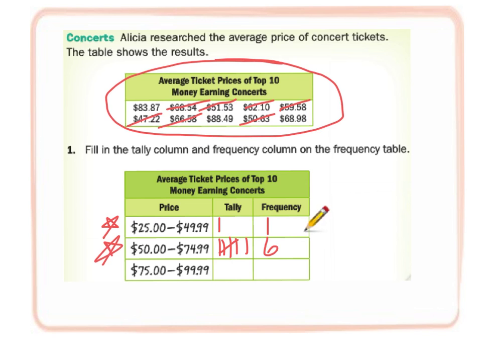And then the rest, 75 all the way up to $99.99. Well, I know 83 falls in there. 88 works. And then, oh, I have one left over. So as you can see, since I crossed them out, I made a mistake there. So that one should go here, and that means my frequency is 7, and this is left with 2. And then these should total up with all the numbers that I have. So that should be 10. And I see 1, 2, 3, 4, 5, 6, 7, 8, 9, 10 numbers.